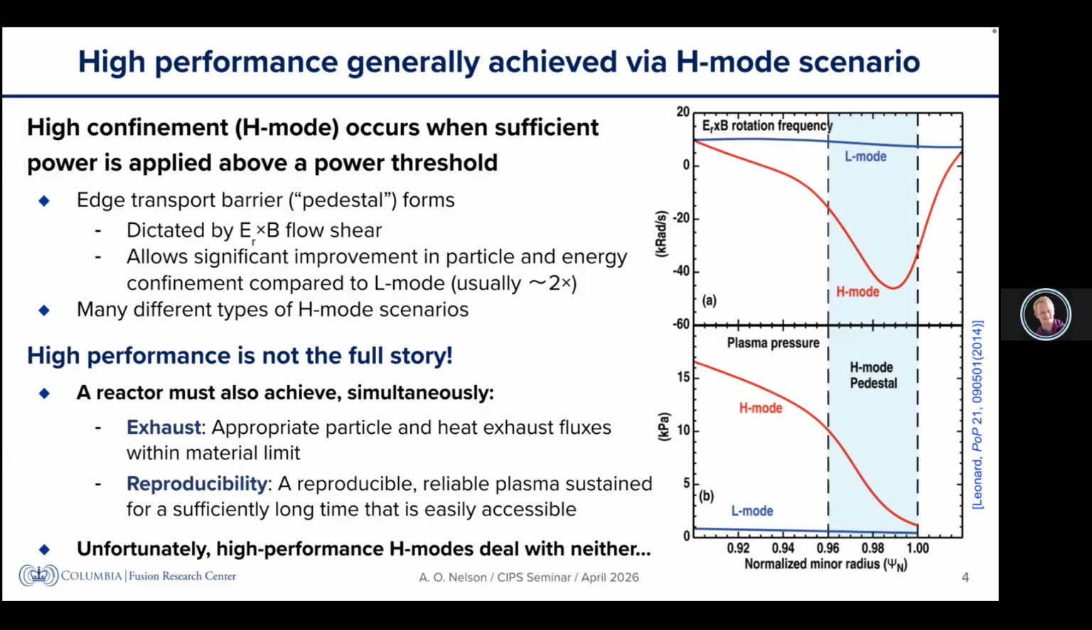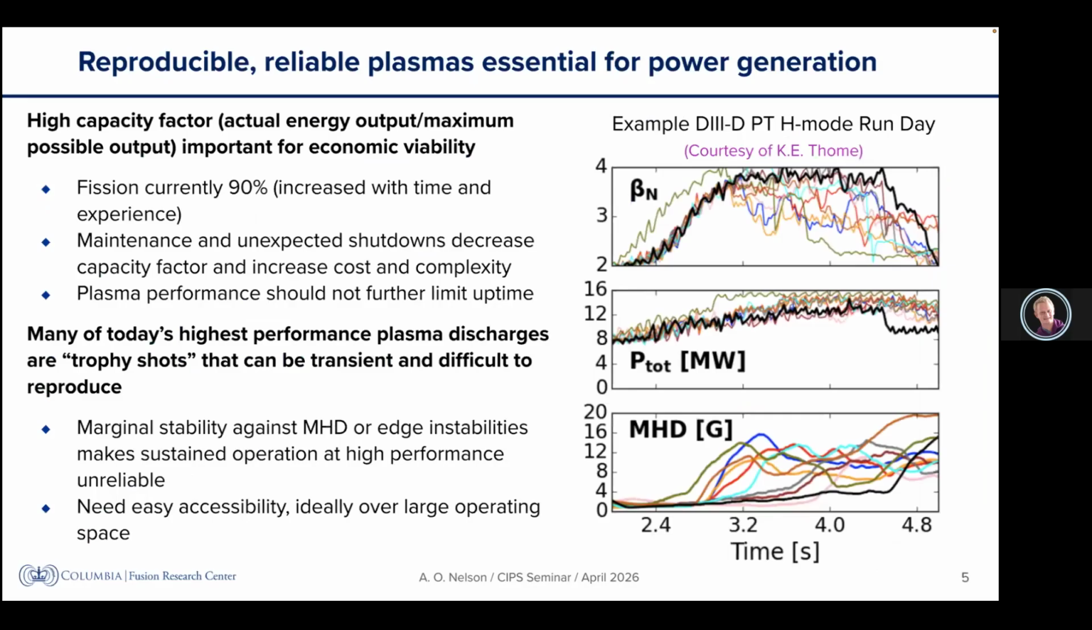And these high performance H modes that really take the cream of the crop for producing pressure records and performance records don't really talk about either or deal with either in a sufficient way. So for example, this is a run day from the D3D machine in San Diego, where most of the data we'll see today is coming from.